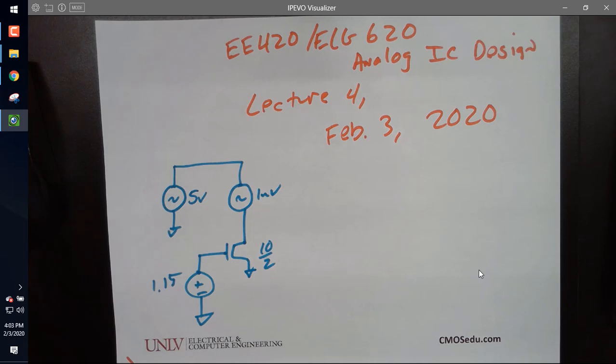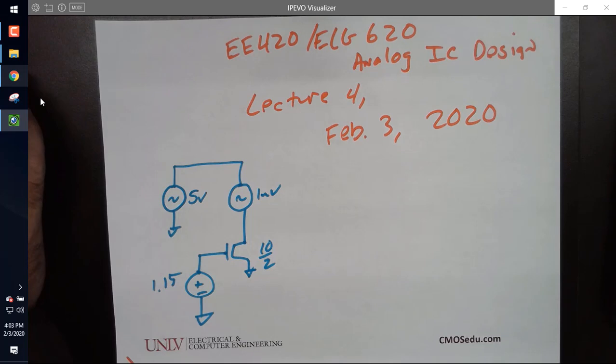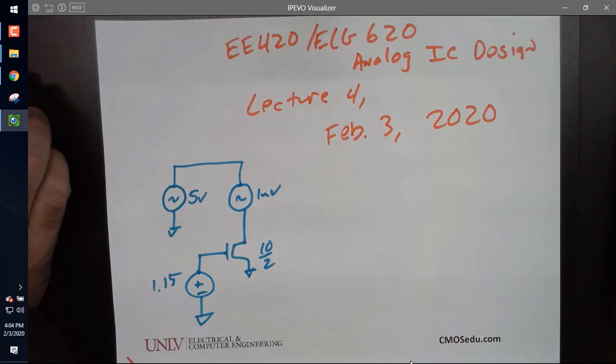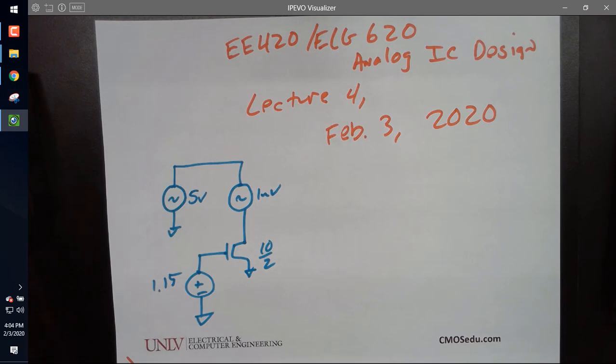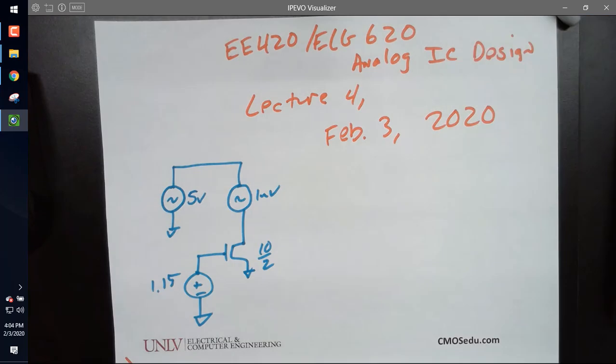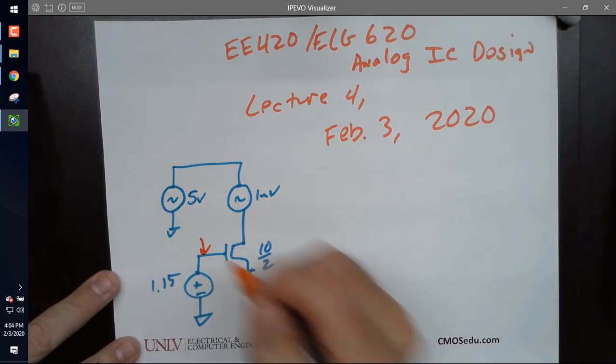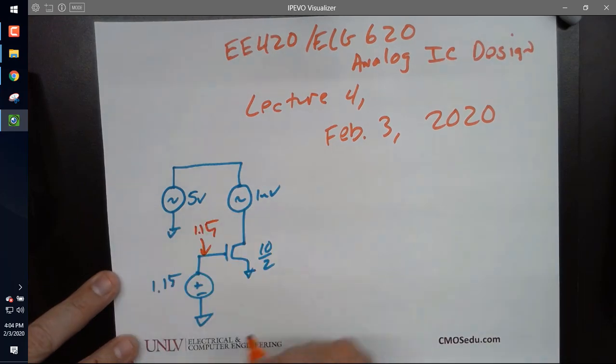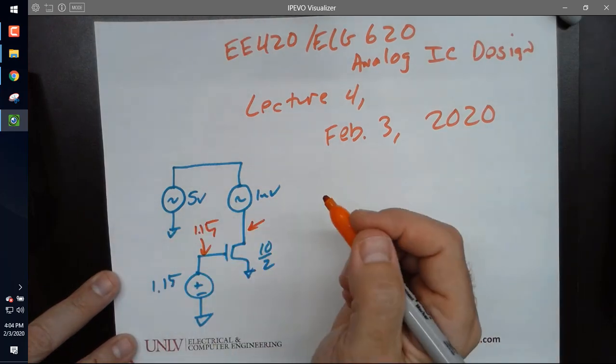All right, so what does this problem ask? Anyways, just asked to find the drain current. All right, so let's find the voltages first. What's the DC voltage here? What's the DC voltage there?